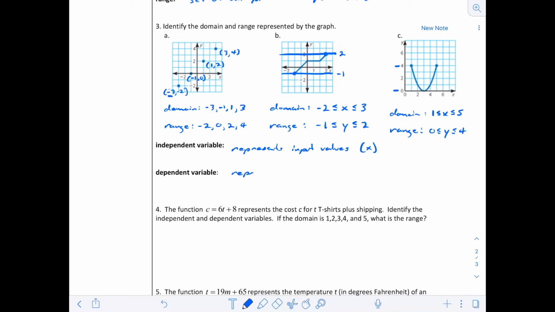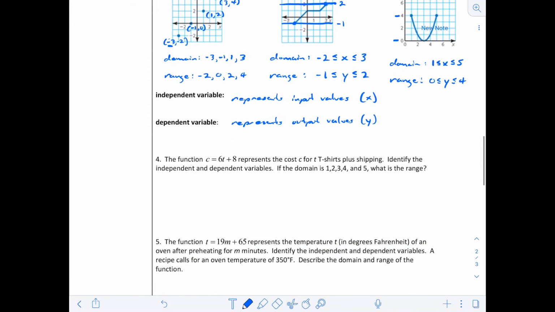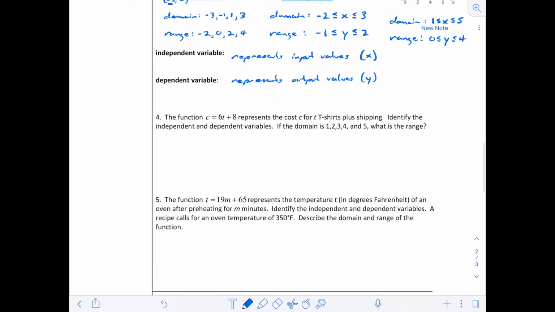So the dependent variable represents output values, or more commonly thought of as the y values. And again, the idea is that it's called a dependent variable because it depends on the independent variable. X is independent. It can go off and do whatever it wants. It can be whatever it wants. And then whatever that is determines what the dependent variable is. Okay? So with that in mind, let's take a look at these last couple of examples then, number 4 and 5.